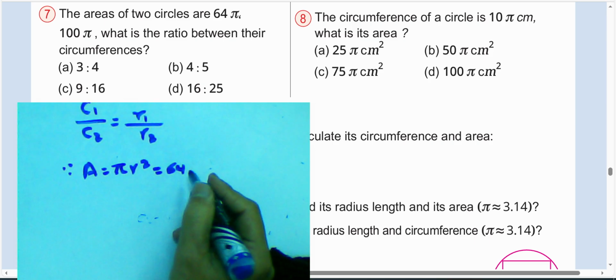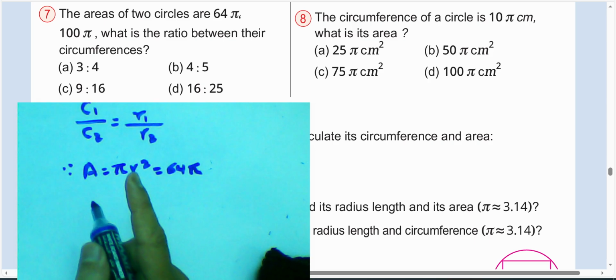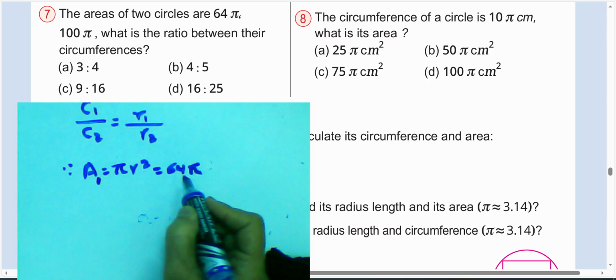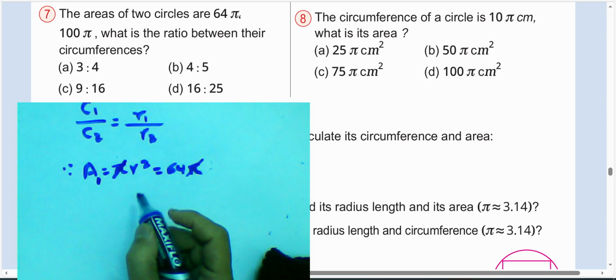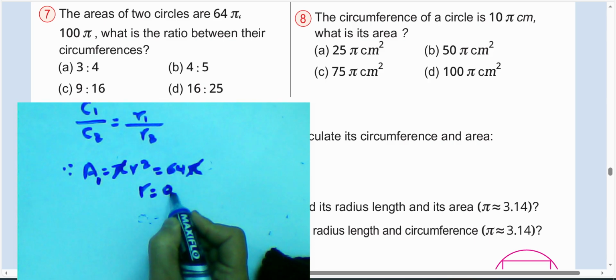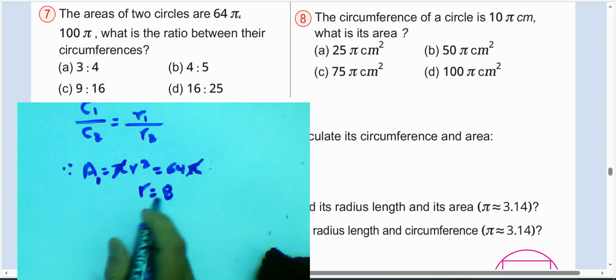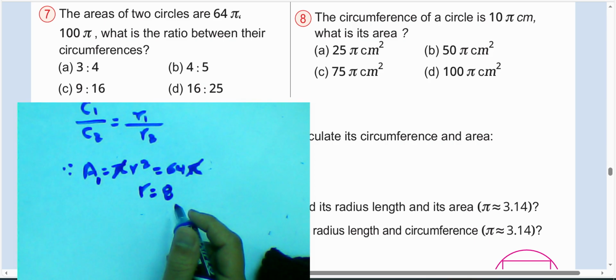64 pi. Okay, pay attention. He gave me area 1 equal 64 pi. We can cancel pi by pi. Then the radius equals the square root of 64, which equals 8. Then radius 1 equals 8.